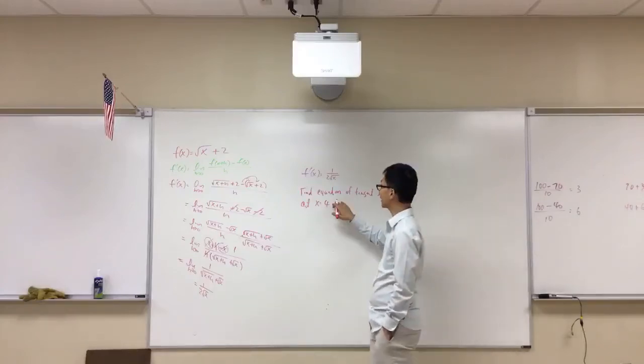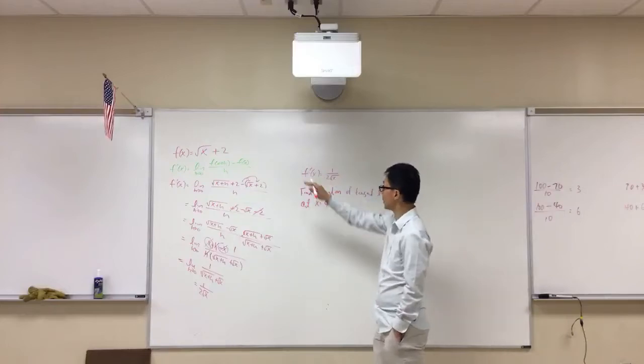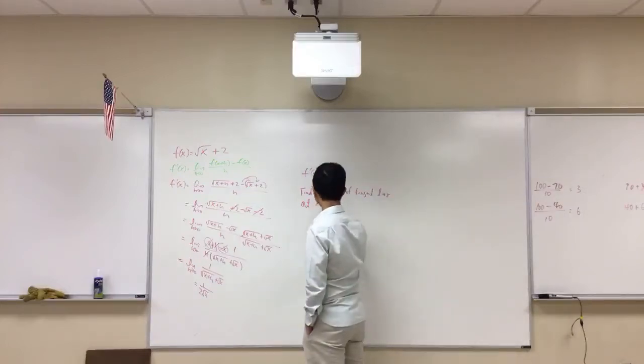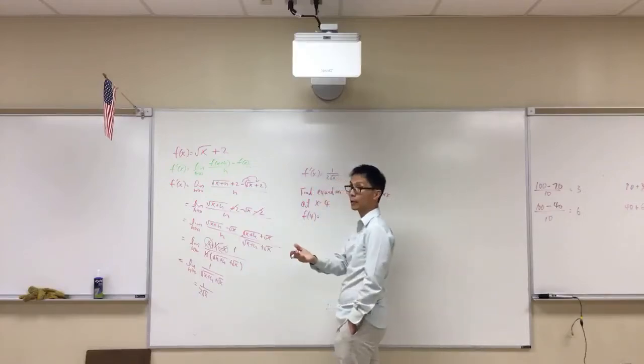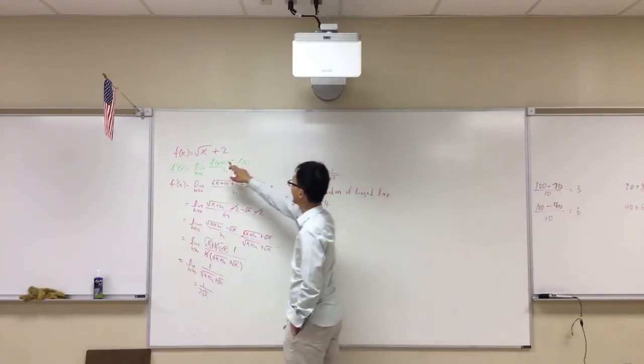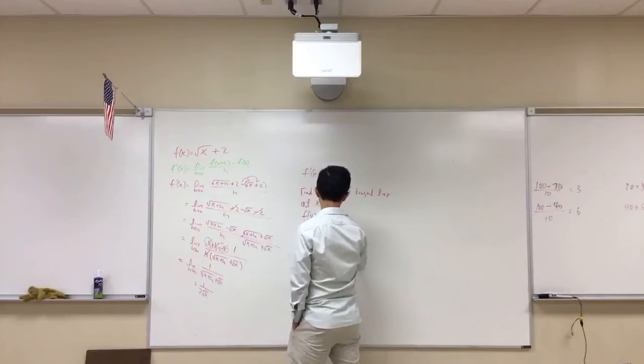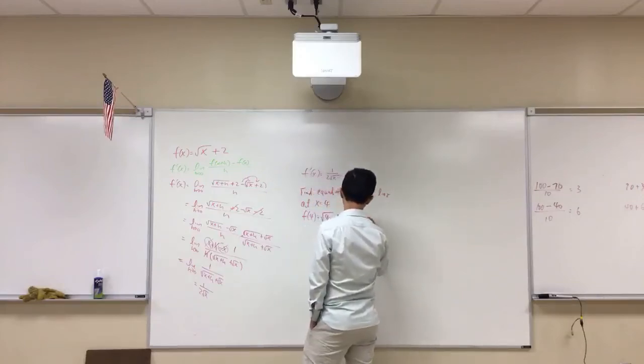Okay, so let's say you want to find the equation of tangent line at x equal to 4. Then all I do is plug in 4 into the original equation. Why original equation? I need to get y value to get the equation of tangent line. So I plug in 4 into here. It's going to be square root of 4 plus 2. That's equal to 2 plus 2. That's equal to 4, right?